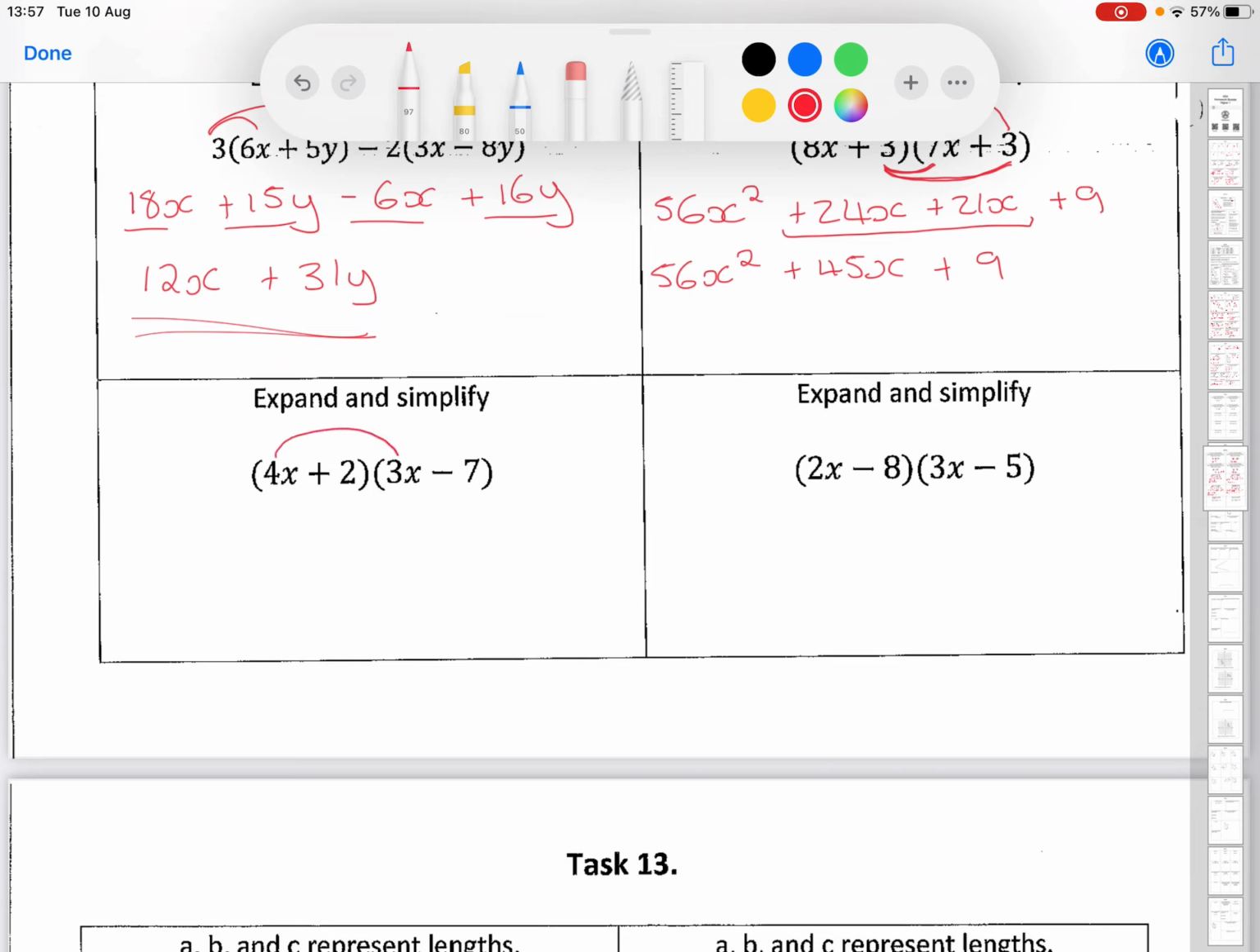If I just do my two Santa hats for this one, so we've got 4x times 3x, so we got 12x squared. Then I do my 4x times my minus 7, that's minus 28x. If you notice, I'm doing the 4x times both of the numbers in the brackets. Then I do my 2 times both the numbers in the brackets. So everything gets times by itself, basically. So we've got 2 times 3x, that gets 6x. And 2 times minus 7, that gives minus 14. So I've got 12x squared, and if I do minus 28, add another 6, that makes minus 22x. And we got minus 14.